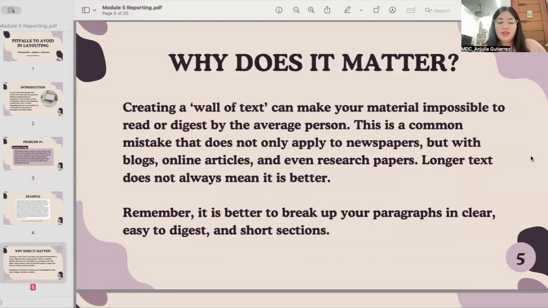Creating a wall of text can make your materials impossible to read or digest by the average person or the average reader. This is a common mistake that does not only apply to newspapers, but also to blogs, online articles, and even research papers. It can be a mistake also done by students as well. Longer text does not always mean that it is better. So remember, it is better to break up your paragraphs into clear, easy to digest, and shorter sections.